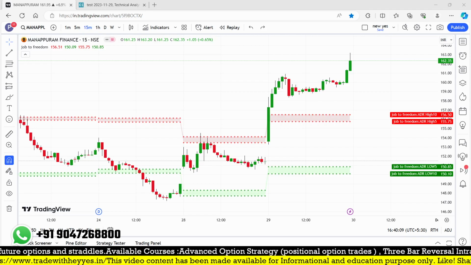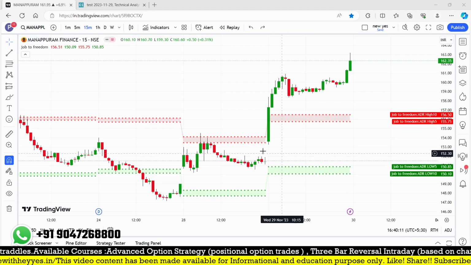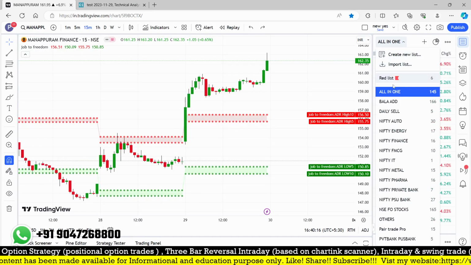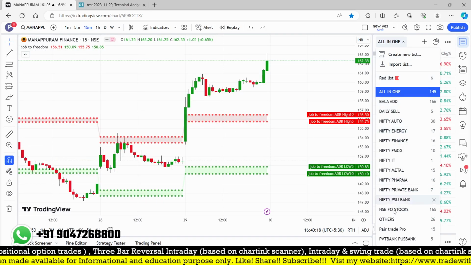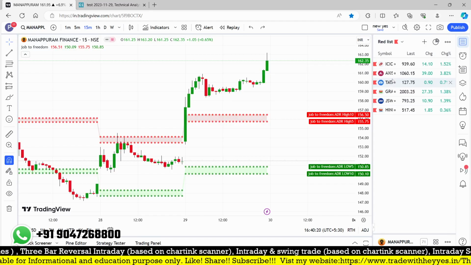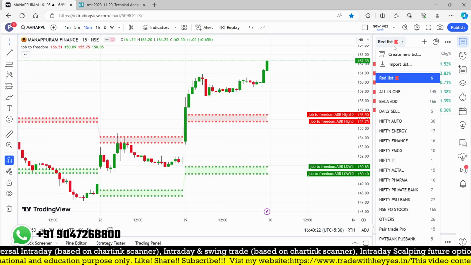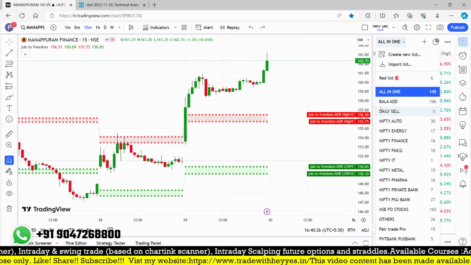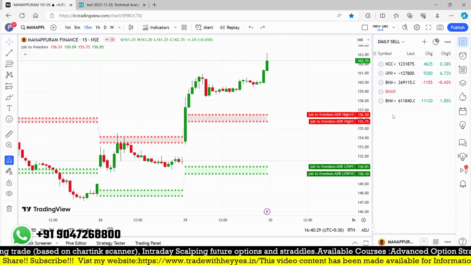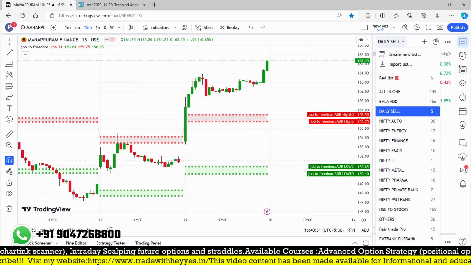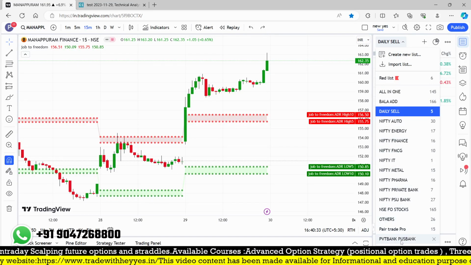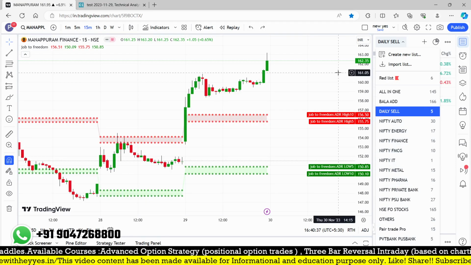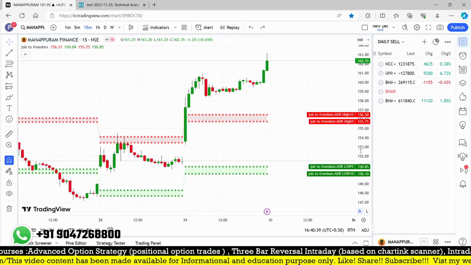And the stocks which I have selected, the first one is Manappuram, and the second one which I'm choosing is this. So Manappuram is the one which I've looked for today.